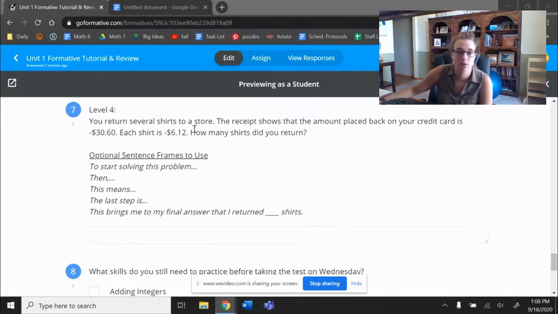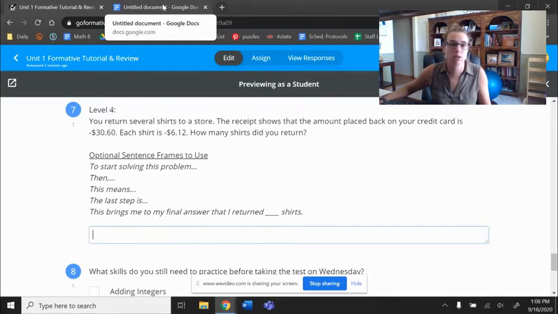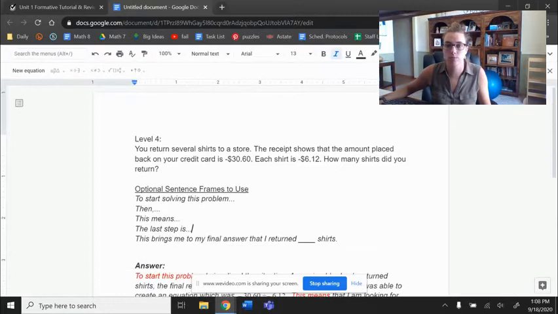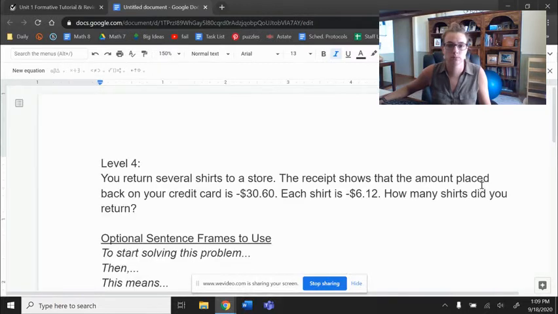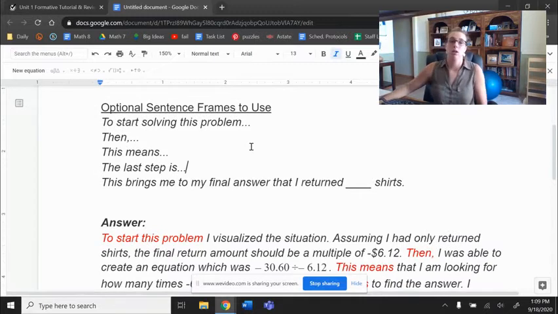Notice that you have some sentence frames here, and I want to show you how you can use those. When you have your final answer, you'll type it in this box here. I pulled this up on another document so I could better model this for you. Here's the problem. There's our sentence frames. And then I wrote an example answer to how I would explain this. I end up giving you the correct answer and you're going to see how to do the problem. But this is a review, and I want to show you an example of how you can use those sentence frames and how you can solve this problem.